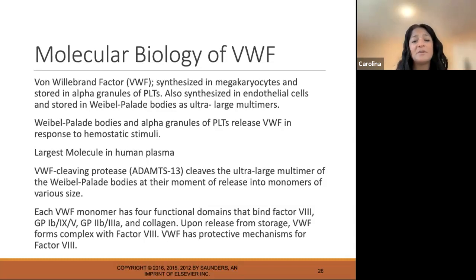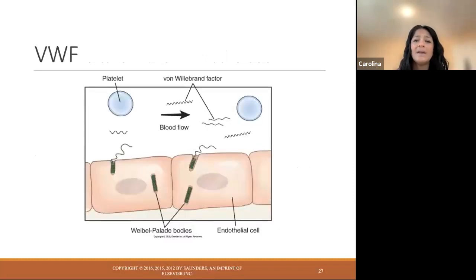And again, von Willebrand's factor has protective mechanisms for factor 8. So when we have an issue with von Willebrand's, we may also have an issue with factor 8. So that's a picture of von Willebrand factor. Again, it's stored in the Weibel-Palade bodies of the endothelial cells, and also in the alpha granules of the platelets. That's just something to always remember, because when we're talking about hemostasis, especially in the formation of that primary plug, it's coming from the endothelial cells and from the platelets, okay?